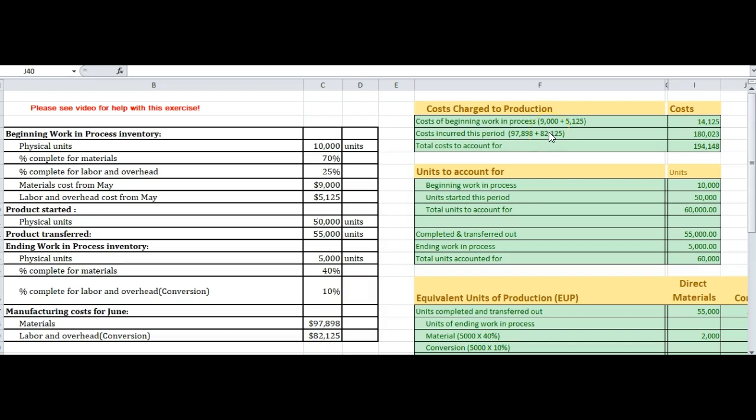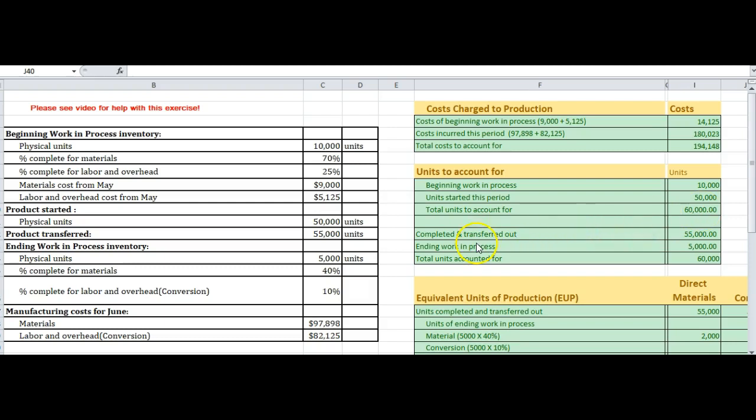I've put the amounts you need to add in the correct areas. So the cost of beginning inventory is found right here where it says beginning inventory 9,000 and 5,125. This is your reconciliation number for cost to be accounted for. Then you're going to go down and look at units to be accounted for. So you had 10,000 beginning units here. You had 50,000 units started. So you have a total of 60,000 units to account for.